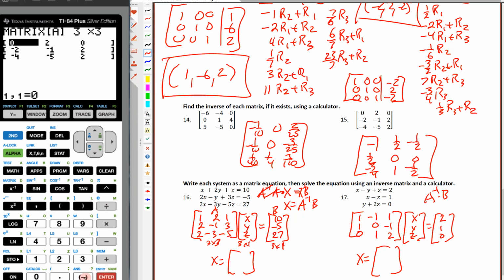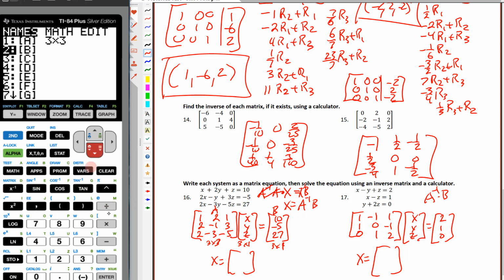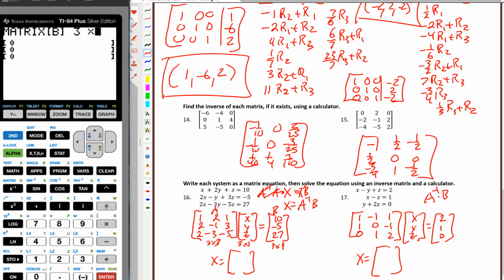So all we have to do is just type this in. So this is going to be a 1, a 2, a 1, and a 2, and a -1, and a 3, and a 2, and a -3, and a -5. Double check that I've got this in here matching, and I think we're in good shape. Okay, I'll hit second quit. I'll go back to the matrix menu, and we're going to change B. Whoops, got to edit that. There we go. It's got to be a 3 by 1, and we're going to put in 10, -5, 27. Double check and make sure I've got that.